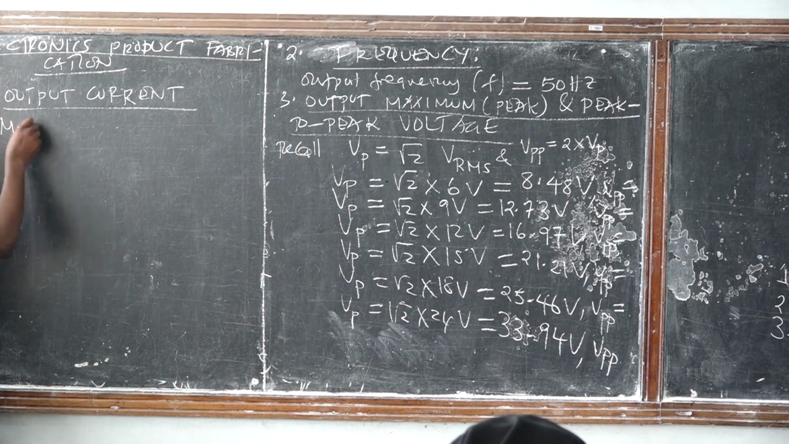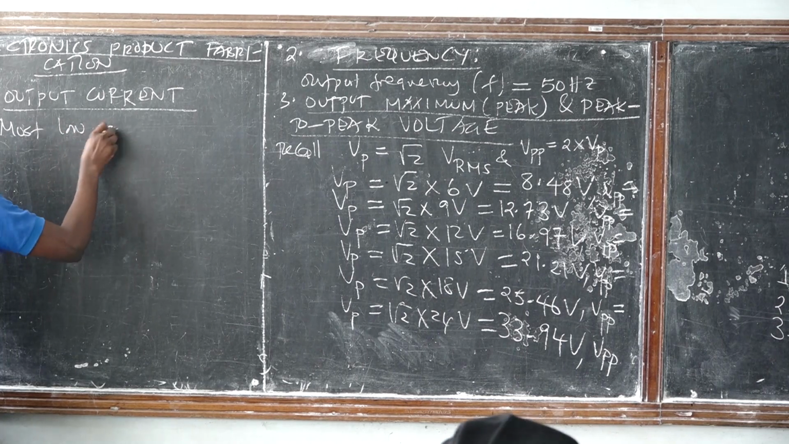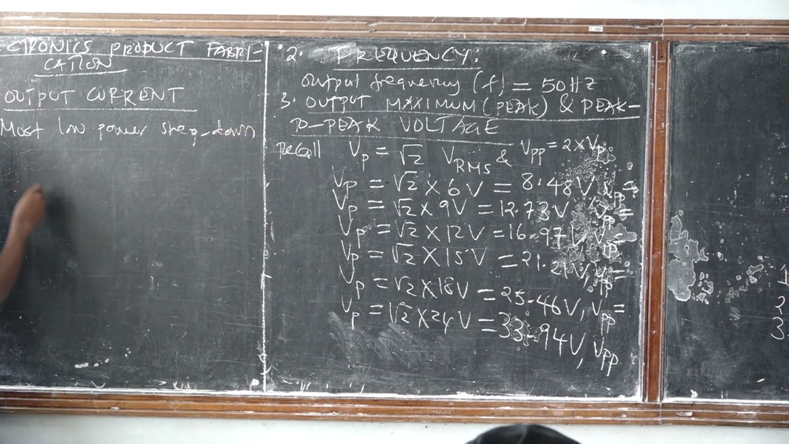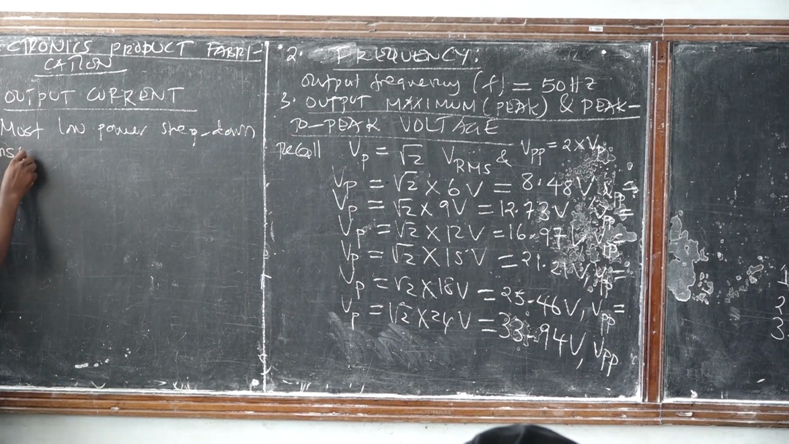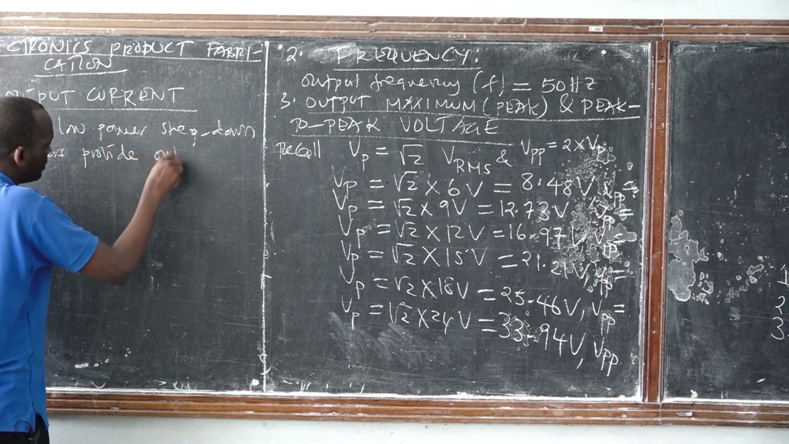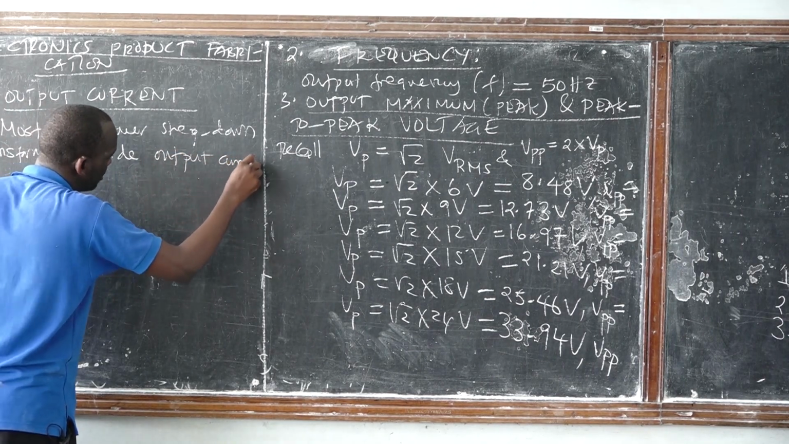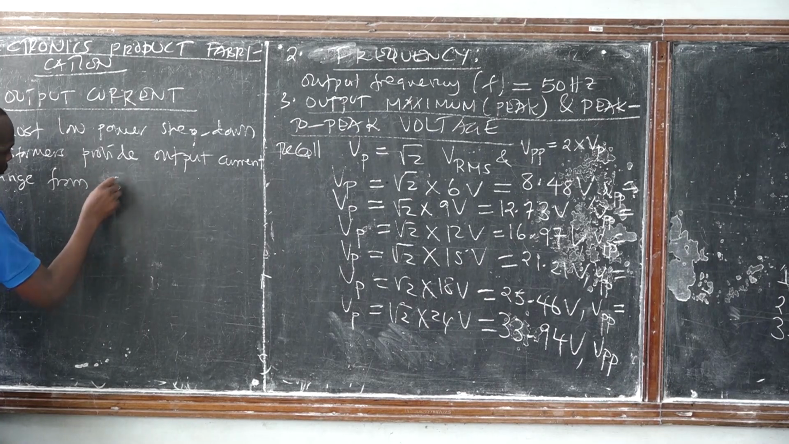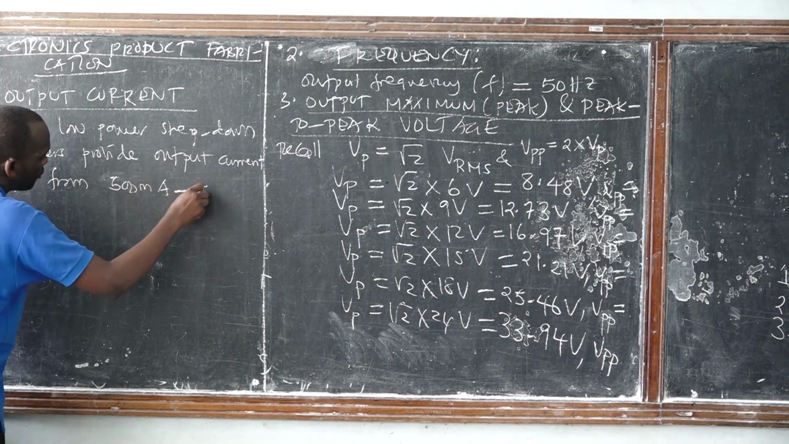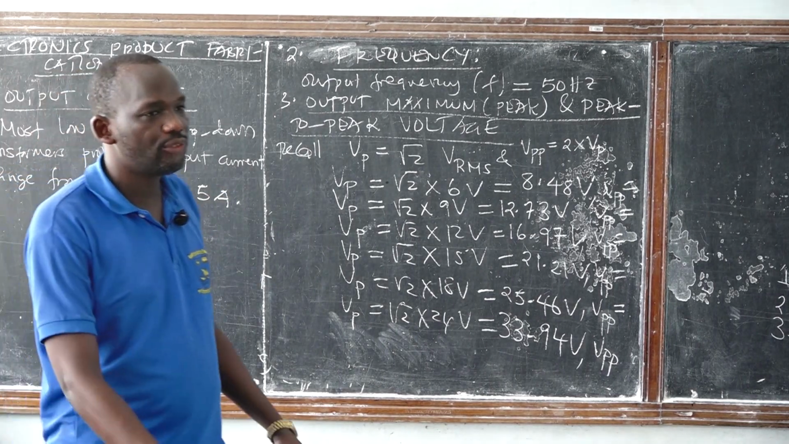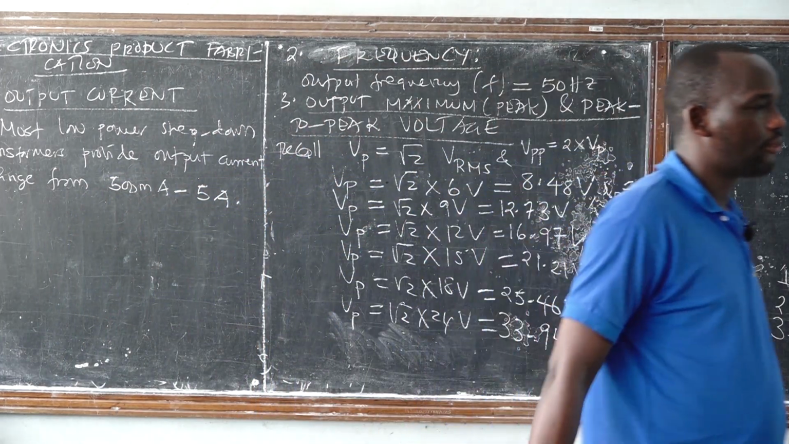So mostly, low power step-down transformers provide output current ranging from 500 milliampere to 5 ampere.